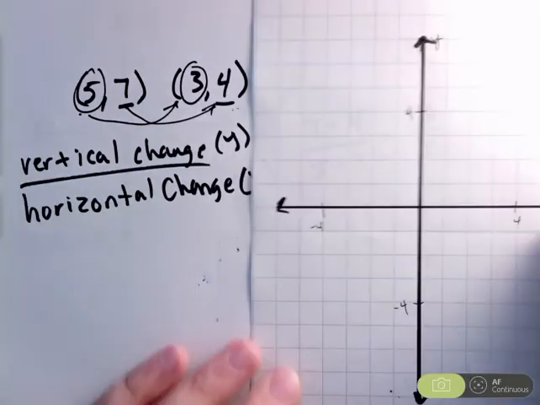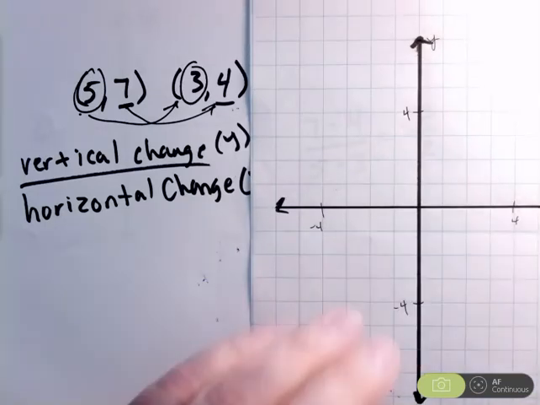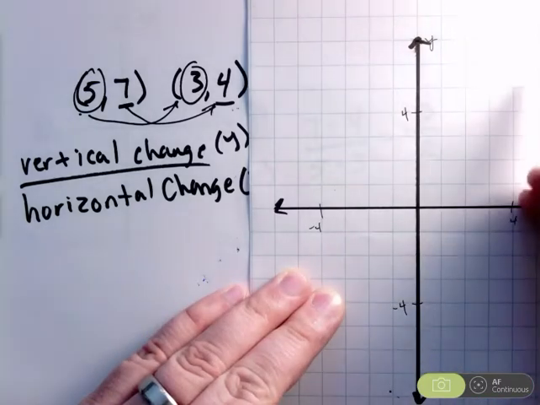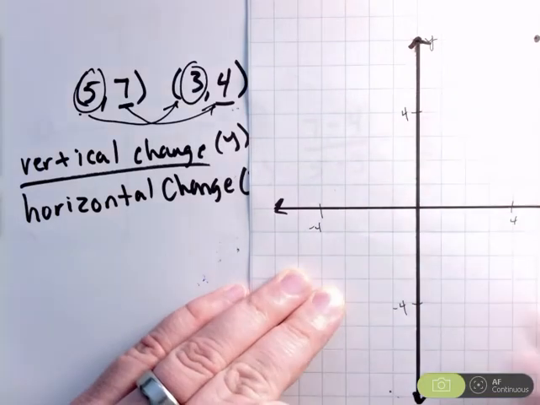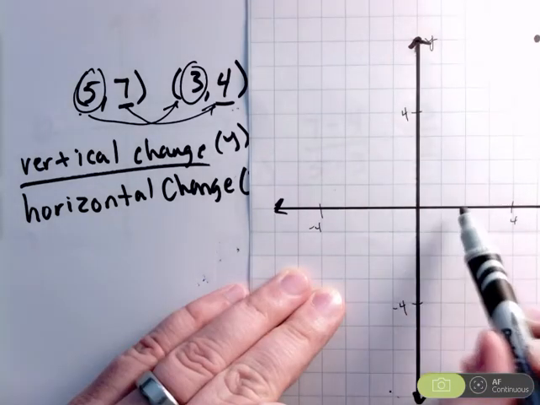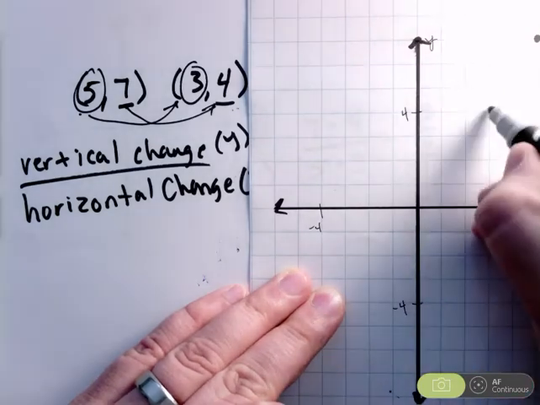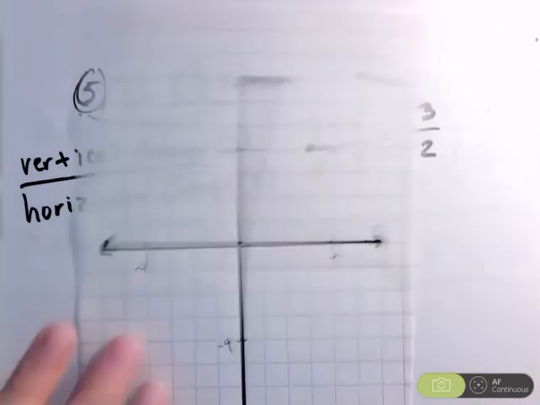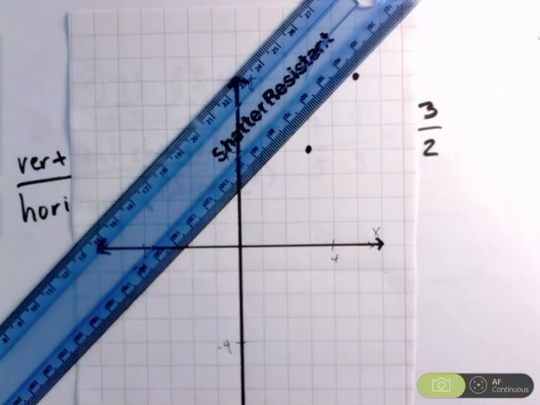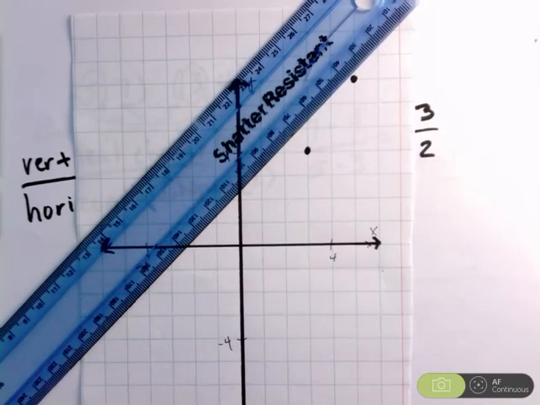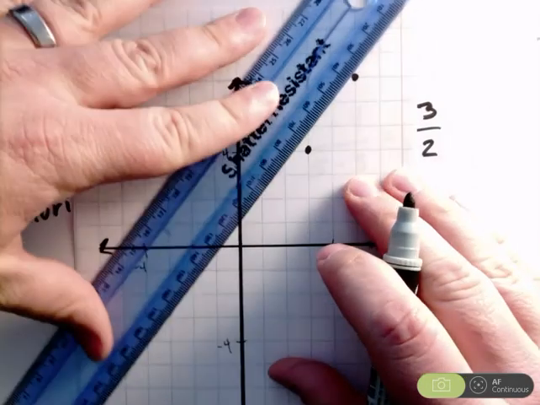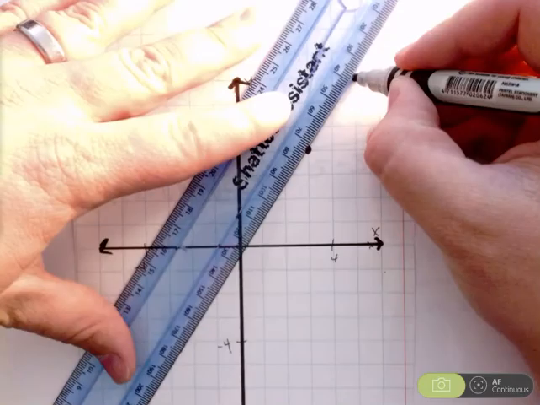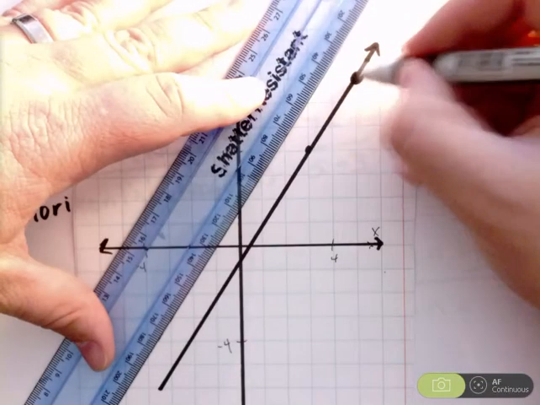What were my 2 points? I had the point 5, 7. So on the graph, 1, 2, 3, 4, 5. 1, 2, 3, 4, 5, 6, 7. Okay? And the point 3, 4. 1, 2, 3, 1, 2, 3, 4 is right here. Alright. Let's take my ruler, make sure we get a good straight line. Okay, here were my 2 points that we already talked about.